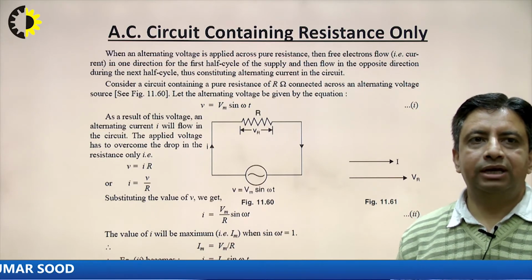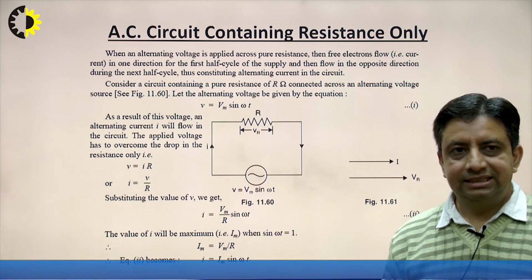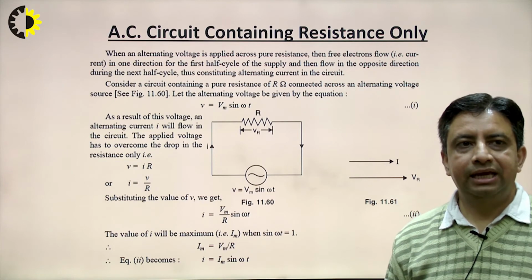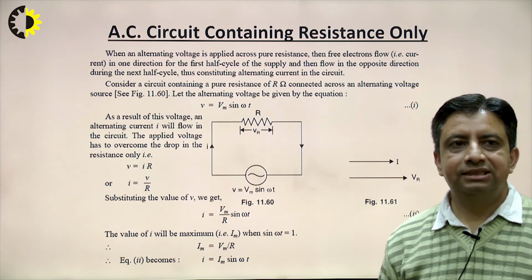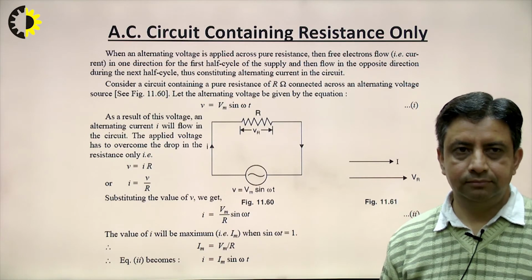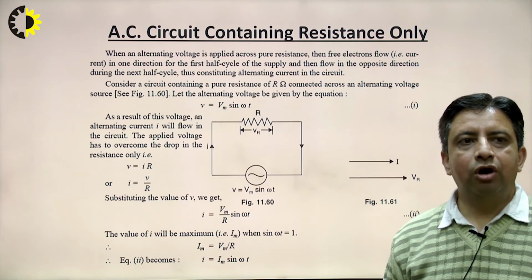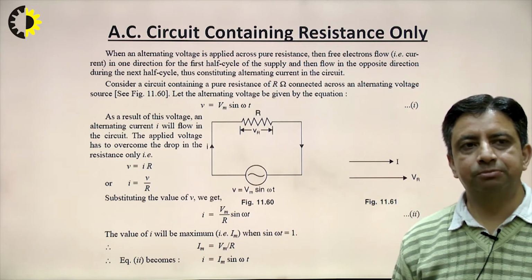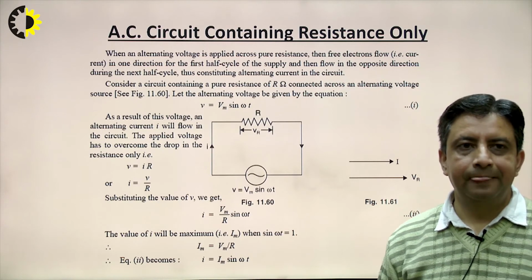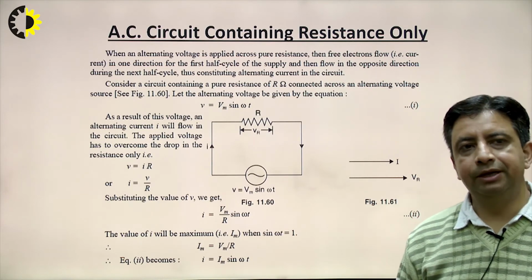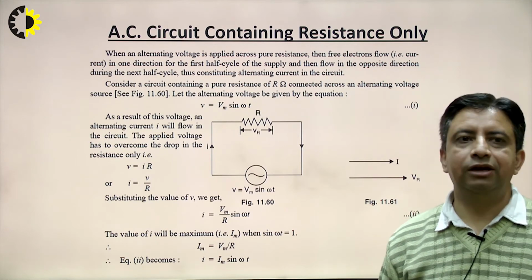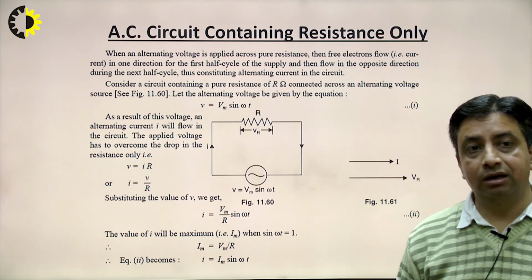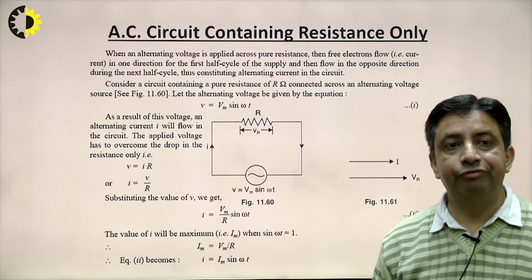That will be considered a purely resistive circuit. In that case, if the AC is supplied to this resistance, the current flowing in it will be equal to V by R. Here the value of V is equal to Vm sin omega t. I have simply replaced the small v by Vm sin omega t. Now, when omega t is equal to 90 degrees, the value of the sine quantity will be equal to 1. That will be the maximum value of the current. So, Im will be equal to Vm by R.